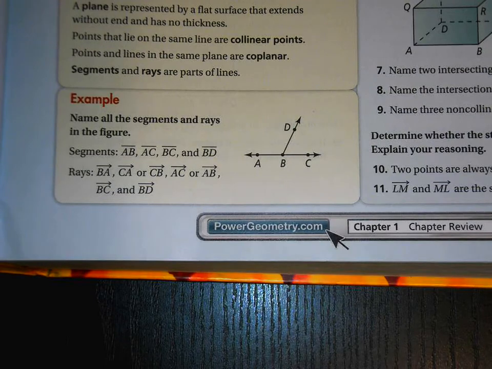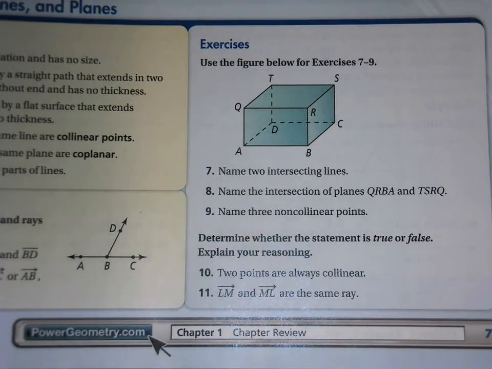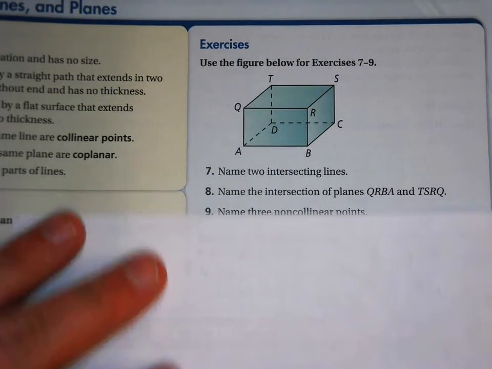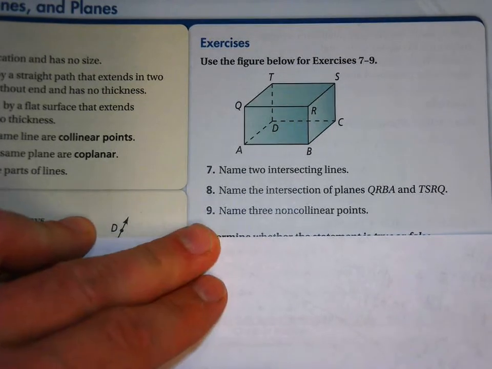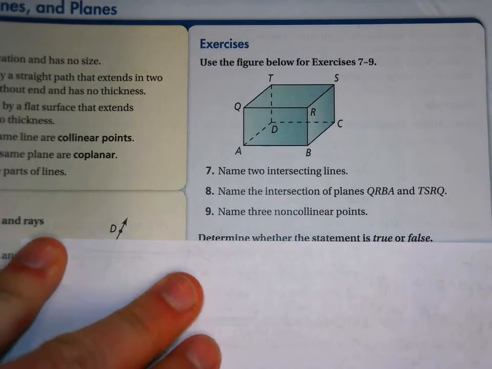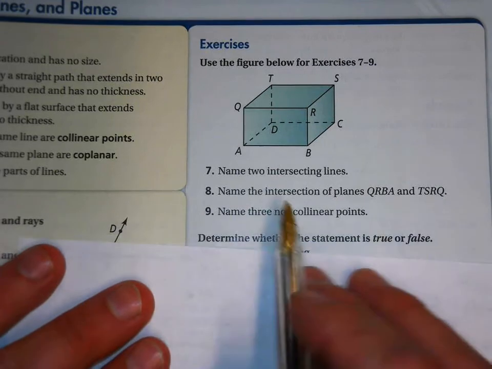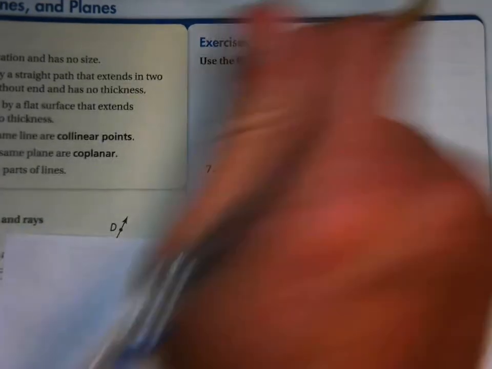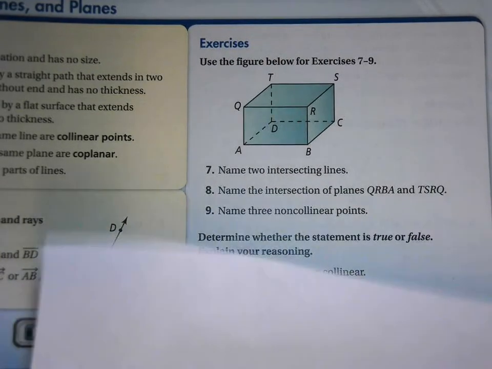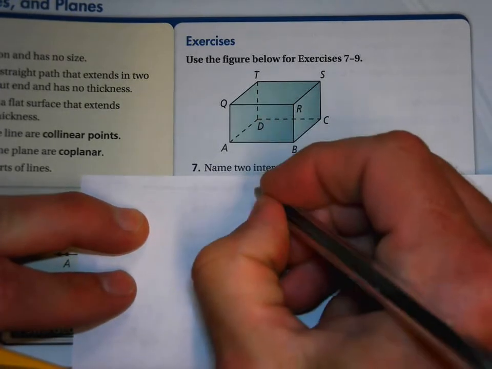Good. So back to these problems here. The original problem says, name two intersecting lines. You have many different correct answers for this. Although I would like to correct the question. I don't like the question. Name two intersecting line segments would be better, but still. What does intersecting mean? Intersecting means crossing.